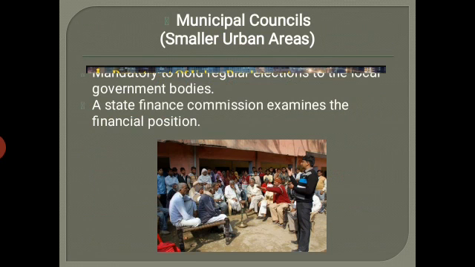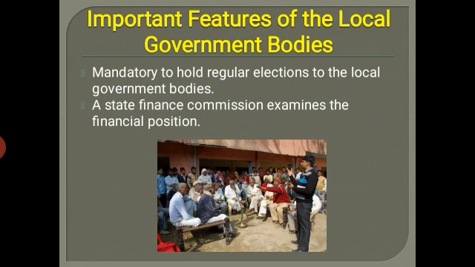Students, next point: important features of the local government bodies. Listen, which features are there? It is mandatory to hold regular elections to the local government bodies. This is the most important feature. Second, reservation of seats for scheduled castes, scheduled tribes and other backward classes. The rights of Adivasis are protected in a special act passed in 1996. One-third of seats are reserved for women. A state finance commission examines the financial position. A state election commission has been created in each state to conduct panchayat and municipal elections. So these are the important features of local government bodies.